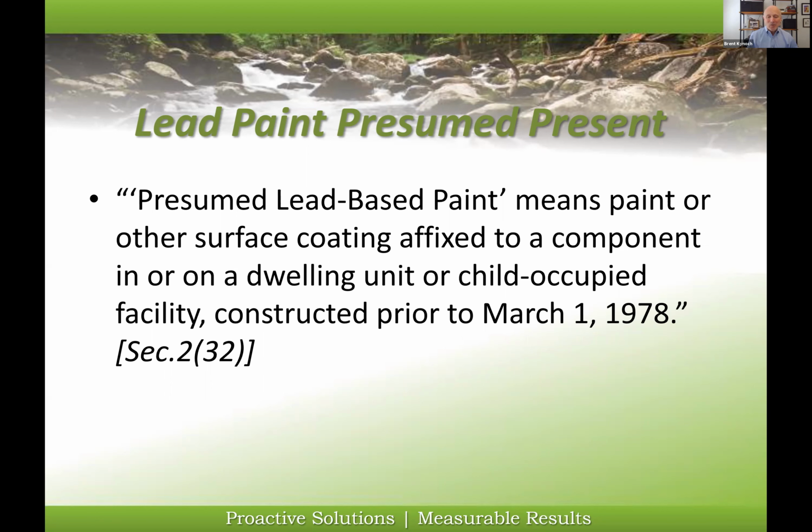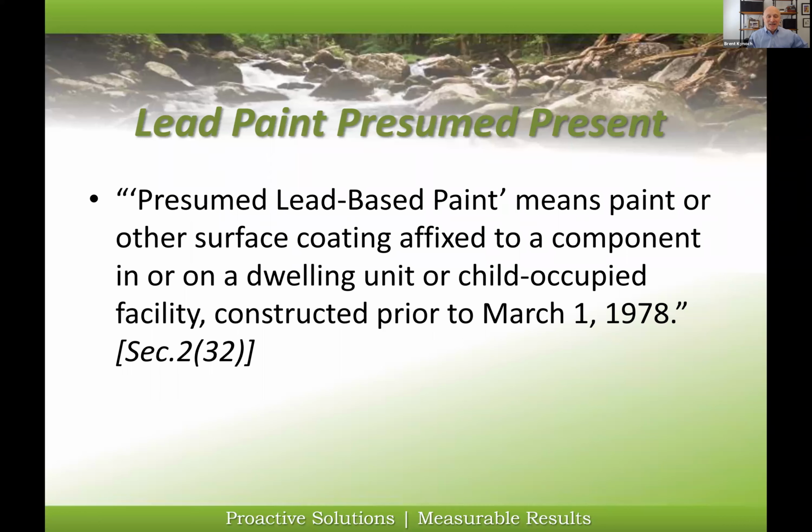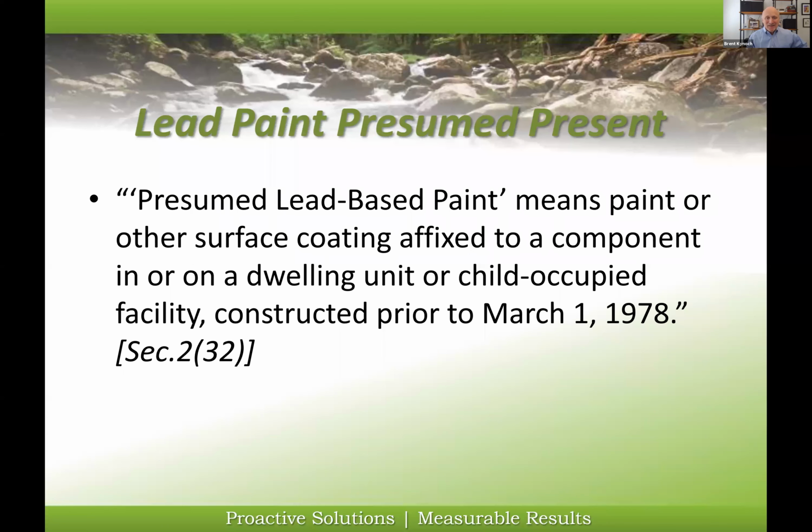Now, there's a presumption in DC that if the building was built prior to March 1 of 78, so again, here we are at the 1978 rule, that there's a presumption that it contains lead. So imagine a tenant calls, they're in an apartment building that was built in 1975. They've got peeling paint. Well, there's a presumption right away that that paint contains lead. And if it is peeling, then the district can order that paint needs to be cleaned up and repaired so that it doesn't peel and doesn't release lead dust.